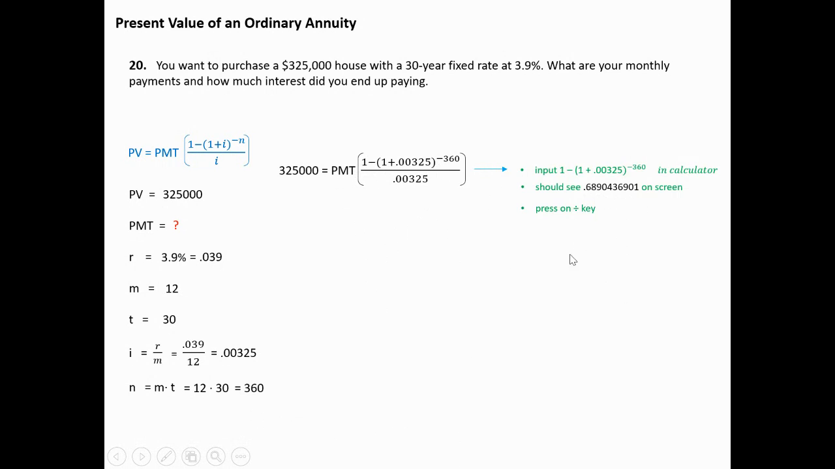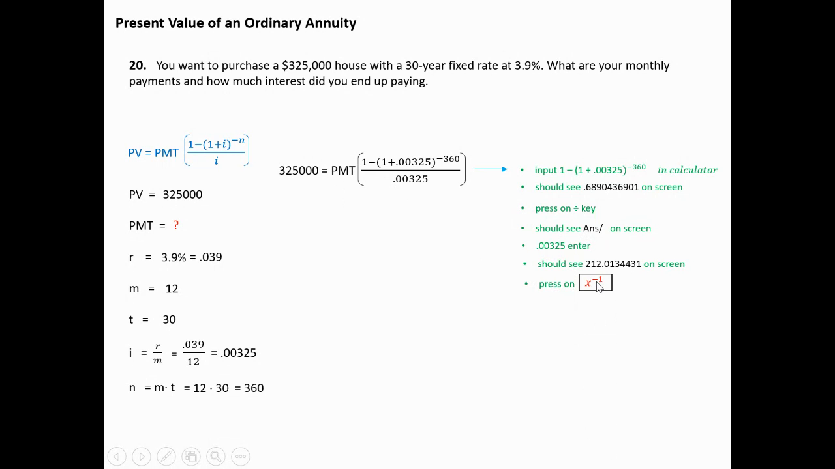0.6890436905 on the screen. Then you're going to press the division key, which means this answer divided by, and you're going to enter 0.00325 on your calculator, and then you're going to enter it. So it's going to give us 212.0134431 on the screen, which would be everything on the right side. And then, hey guys, without leaving the calculator, you're going to press the inverse key.